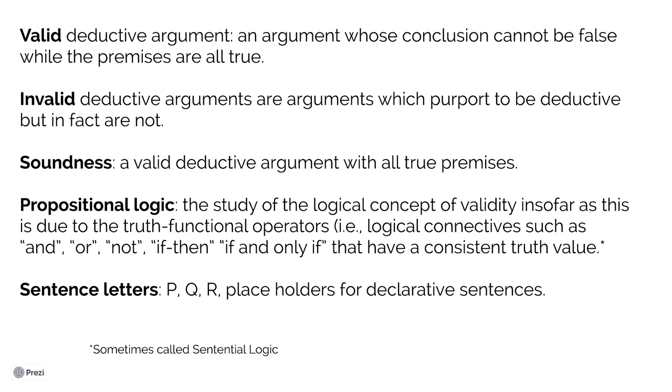An invalid deductive argument is an argument that presents itself as good deductive reasoning, but in fact is not. Another way to say this more simply is an invalid argument is one in which the conclusion simply does not follow from the premises.